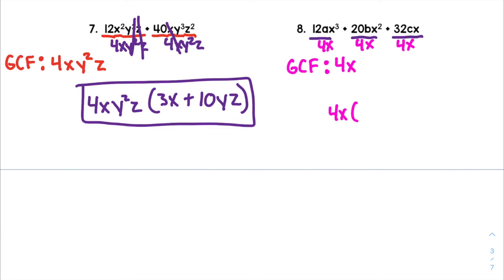The first term, 12ax cubed divided by 4x, is 3ax squared. The next term, 20 divided by 4, is 5bx. And lastly, 32 divided by 4 is 8. X divided by x is 1, so we would just be left with the c.